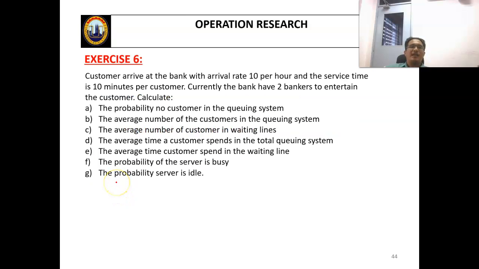Okay, so let's see another example, this is your exercise. Customers arrive in the bank with an arrival rate of 10 per hour. What is this? This is lambda, because this is the arrival rate, and service time is 10 minutes. What is mu? Mu is 60 minutes over 10, so it's 6.